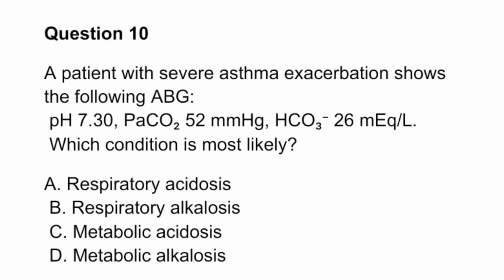Question 10. A patient with severe asthma exacerbation shows the following ABG: pH 7.30, PaCO2 52 mmHg, HCO3- 26 mEq/L. Which condition is most likely? A. Respiratory acidosis. B. Respiratory alkalosis. C. Metabolic acidosis. D. Metabolic alkalosis.